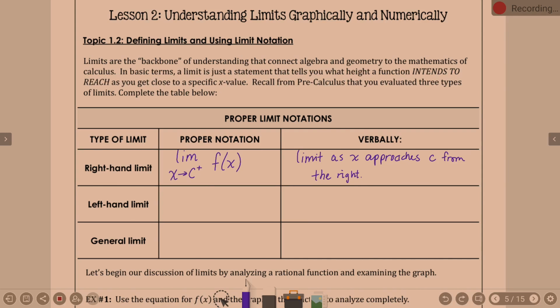Does that notation look familiar at all? Yeah. What does the little plus sign mean again? Okay, so the plus sign after the c is saying as we approach from the right. So like from the left it'd be minus.